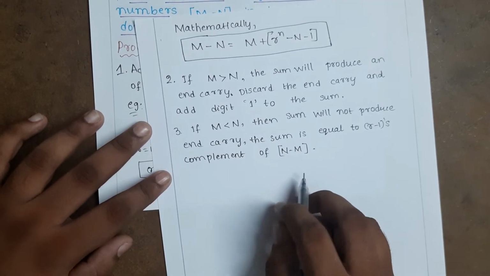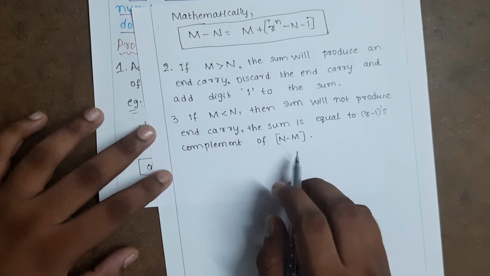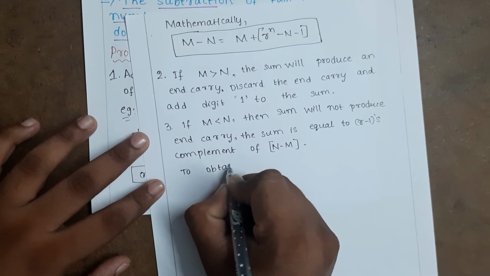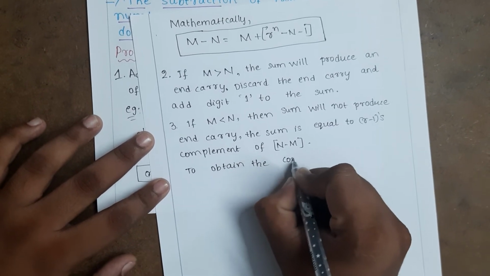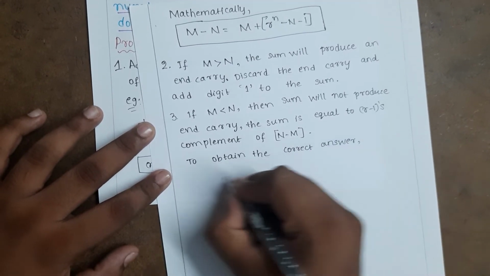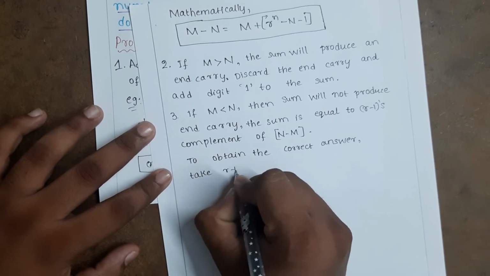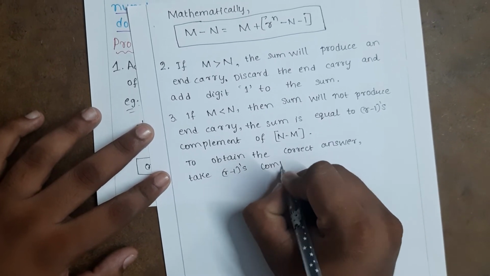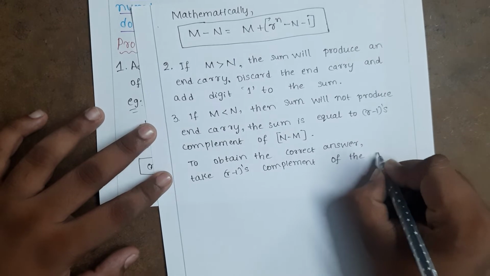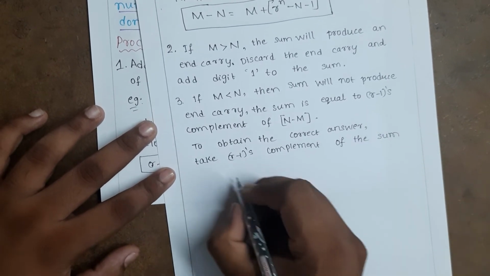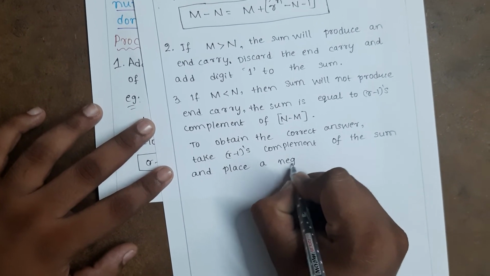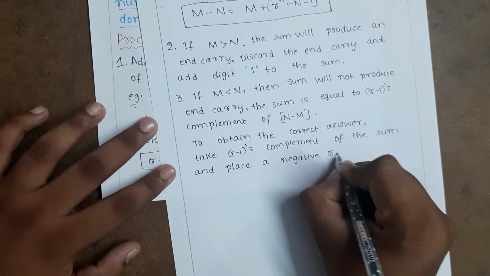So to obtain the correct answer, again we should take the r-1's complement of the sum, and place a negative sign before it.